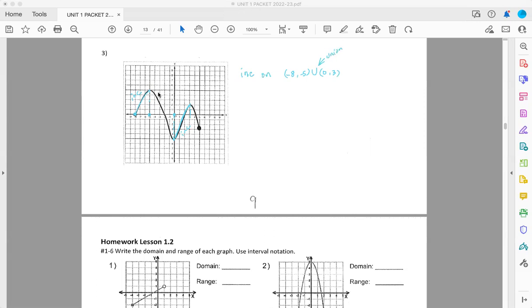And then for the decreasing, this is the decreasing part. And this is also decreasing. So where is it decreasing? It's decreasing between this point, which is -5, and 0. So it's decreasing on -5 to 0, whatever's left basically. And then it's decreasing again from 3 to 5, between 3 and 5. Okay, so this is basically the class work for 1-2.